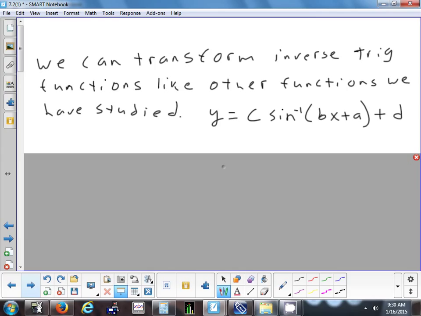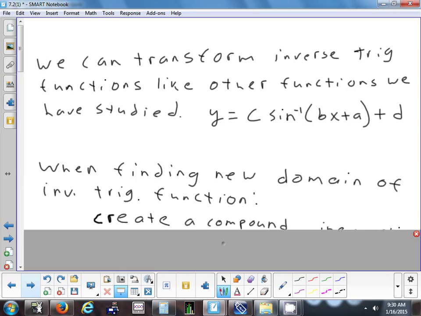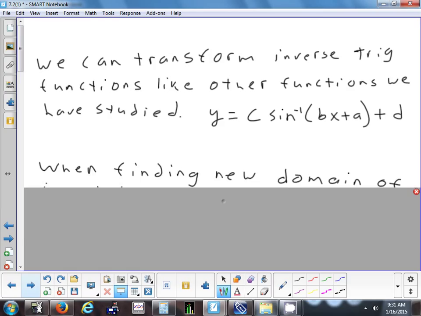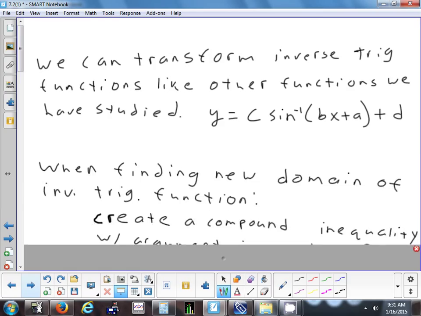You'd stretch it, shift it, compress it, something like that. Okay, but A is your horizontal shift, B is your horizontal stretch or compression. A and B do the opposite of what you'd expect. C is a vertical stretch, D is a vertical shift. C and D do exactly what you would expect. Okay, so I'm not going to waste any more time talking about that.